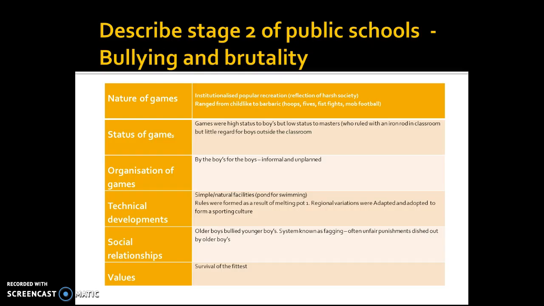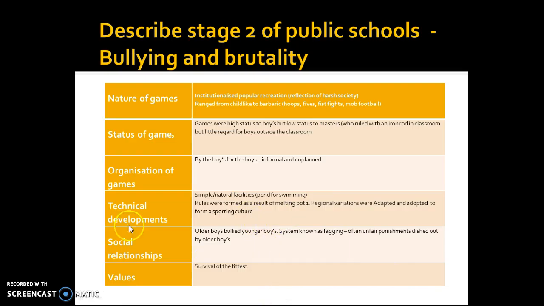Rules for different games were based around these simple and natural facilities, but also formed as a result of adapting and adopting regional variations from different areas that people travelled from. Remember, a characteristic of public schools was that they were non-local, so people came from different areas. They had a melting pot, where regional variations were adapted and adopted. For example, the Eton wall game in football, where a wall was a central tenet of the game they played there.